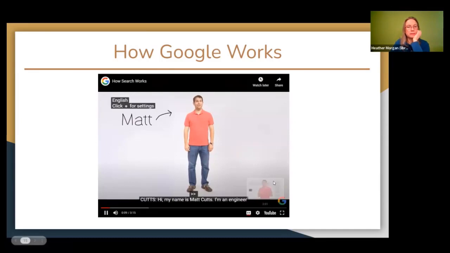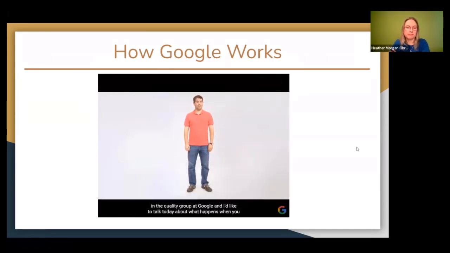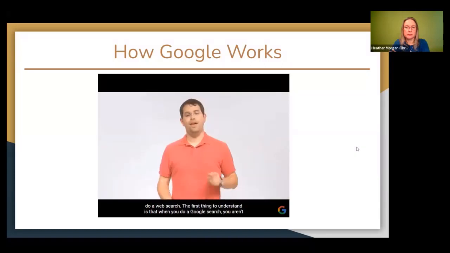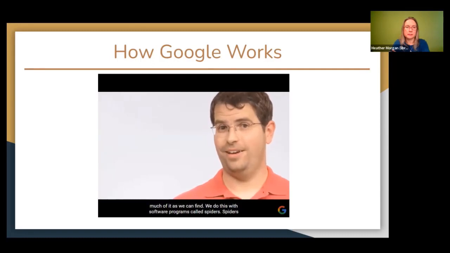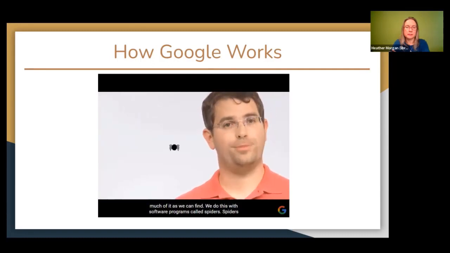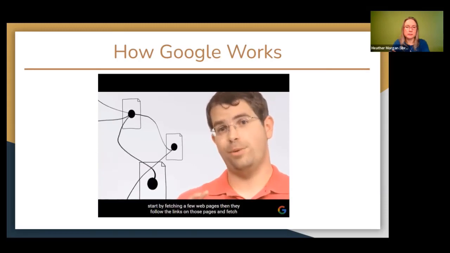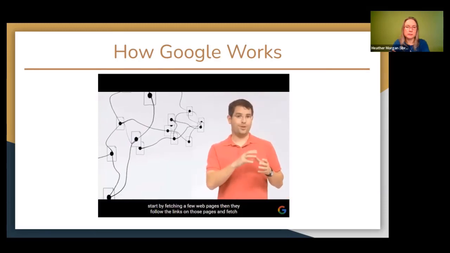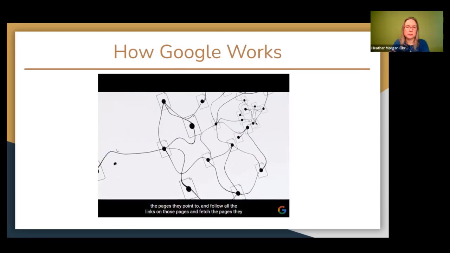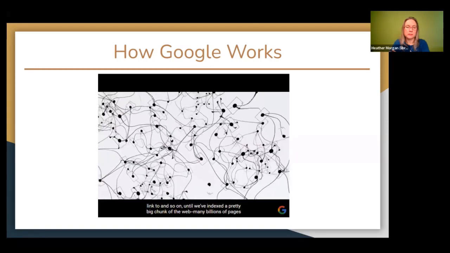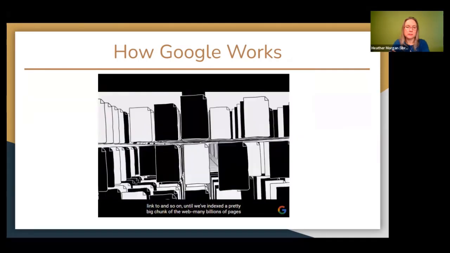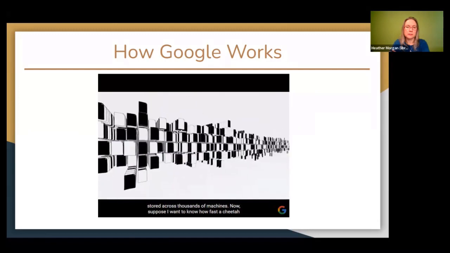My name is Matt Cutts. I'm an engineer in the quality group at Google, and I'd like to talk today about what happens when you do a web search. The first thing to understand is that when you do a Google search, you aren't actually searching the web. You're searching Google's index of the web, or at least as much of it as we can find. We do this with software programs called spiders. Spiders start by fetching a few web pages. Then they follow the links on those pages and fetch the pages they point to, and follow all the links on those pages and fetch the pages they link to, and so on, until we've indexed a pretty big chunk of the web, many billions of pages stored across thousands of machines.